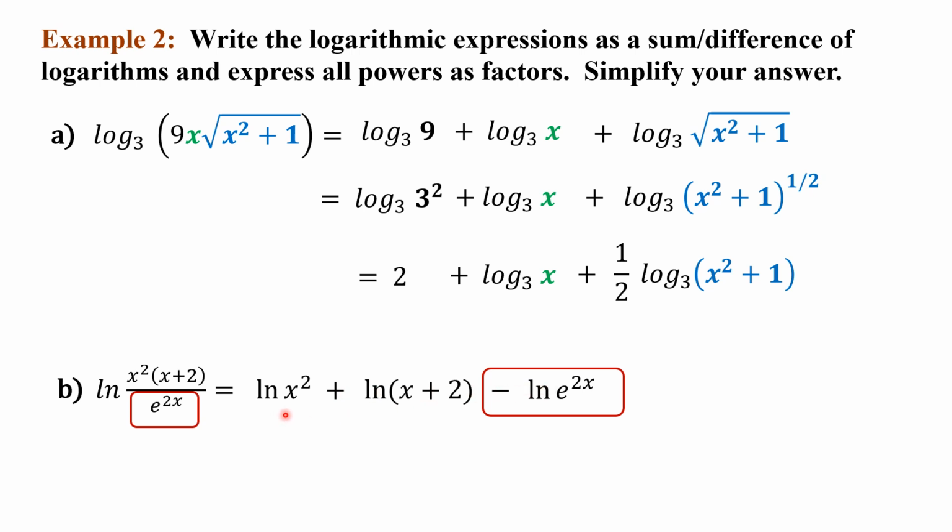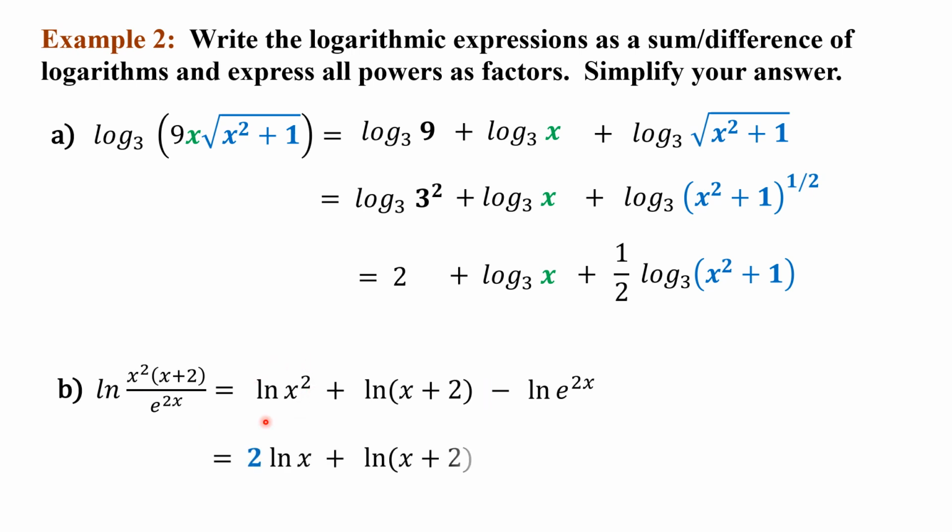For the first term, there's a power 2, and we can write that as a factor, which is 2 ln x. And then for the second term, we will copy this because we cannot distribute ln in x plus 2. As we know, there's no ln of the sum. What we only have is ln of the product, ln of the quotient, and the power property. So we will write the second term as it is. And then this is ln of e to the 2x.